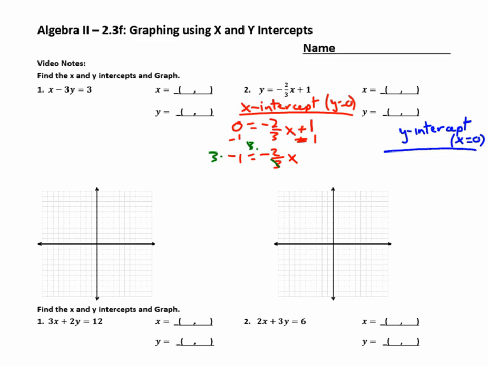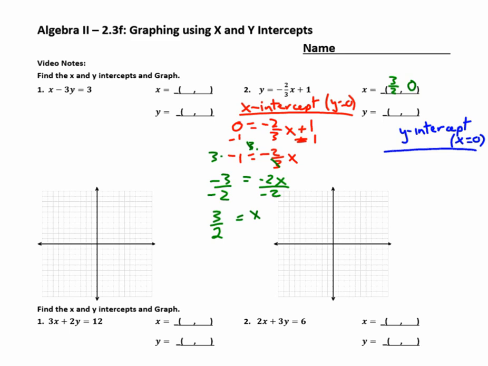So the 3's cancel over here. I get negative 2x is equal to negative 3. Divide by negative 2, and x is equal to, the negatives cancel out, and I get x is equal to 3/2. So my ordered pair, I had x was equal to 3/2, and my y was equal to 0.